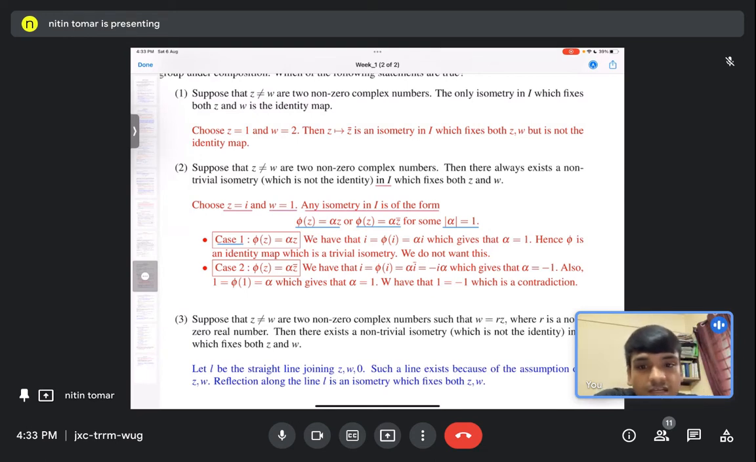So if phi of z is alpha z, which means you put iota, it fixes iota also. So you will have iota equal to phi of iota, because it is fixing iota. We have assumed that it fixes iota and 1. But by definition, phi of iota is actually alpha iota. So iota equal to alpha iota, iota will cancel out and it will imply alpha equal to 1.